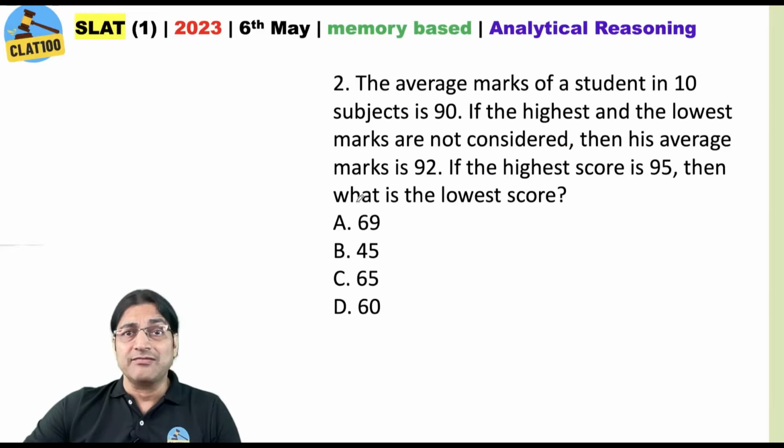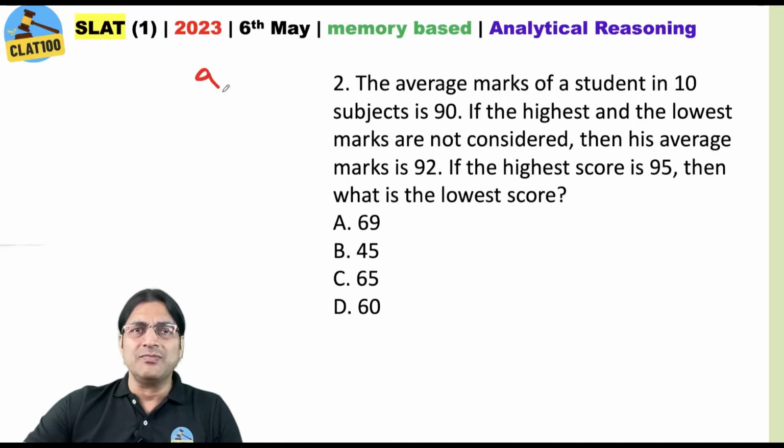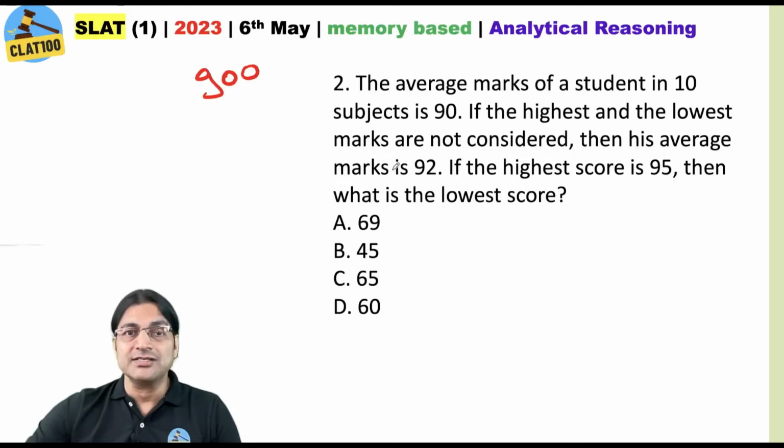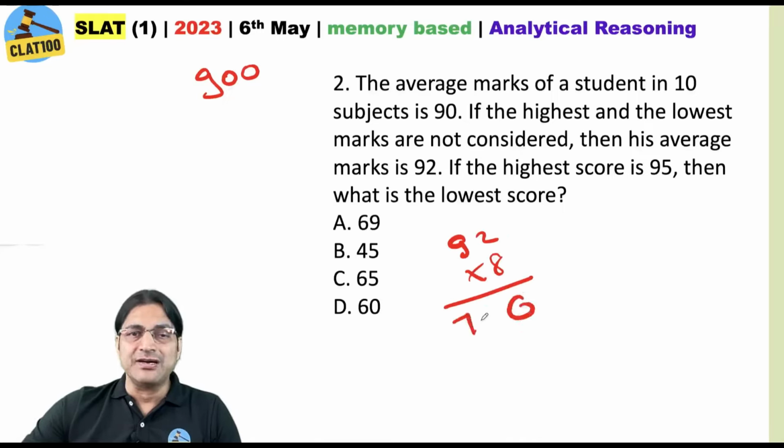What about this one? The average marks of a student in 10 subjects is 90. So total marks in these 10 subjects would be 900. If the highest and the lowest marks are not considered, then his average marks is 92. If the highest and the lowest are not considered, how many subjects are you left with? 8. So 92 into 8, this becomes 736.